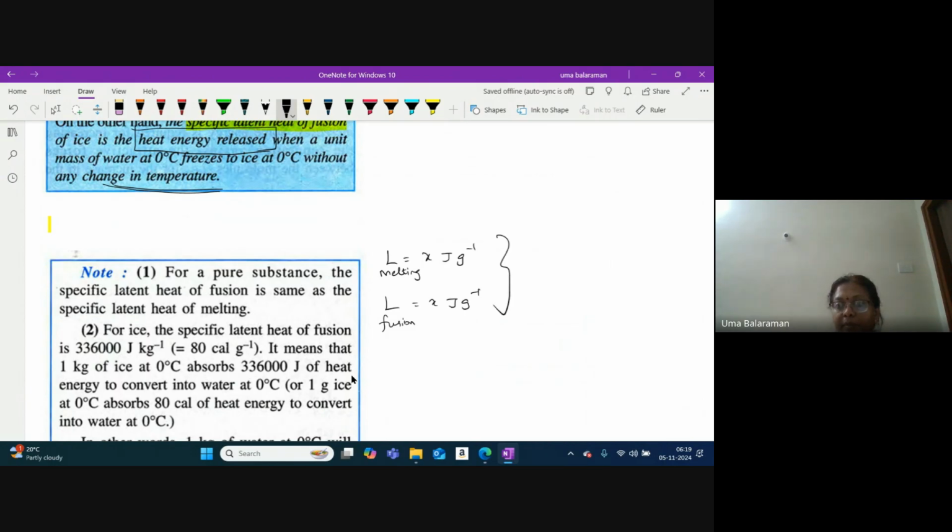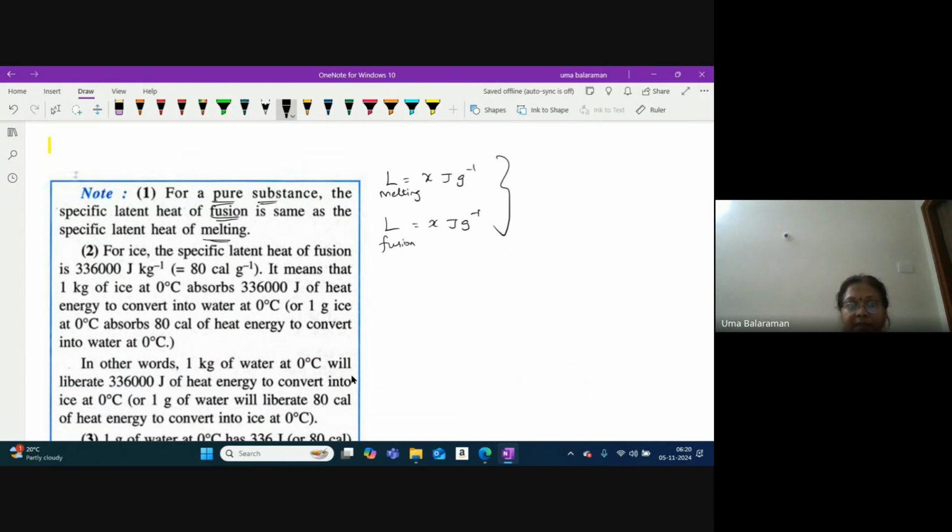Both will be same. Are you able to follow, ma'am? Do you have any doubt? If it is a pure substance, no other substance mixed, the specific latent heat of fusion is same as the specific latent heat of melting.